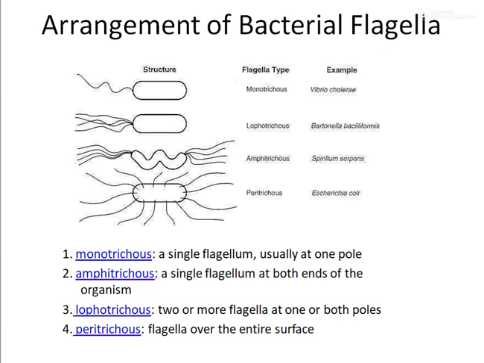You can see that different bacteria have different types of flagellar arrangement. Sometimes it might have a single flagellum, and that is called monotrichous. Sometimes it can have a tuft of flagella at one end, which is referred to as lophotrichous. Sometimes you can see flagella on both ends of the bacterium, which is referred to as amphitrichous. Or sometimes the entire surface of the bacterium is surrounded by flagella, which is referred to as the peritrichous arrangement.